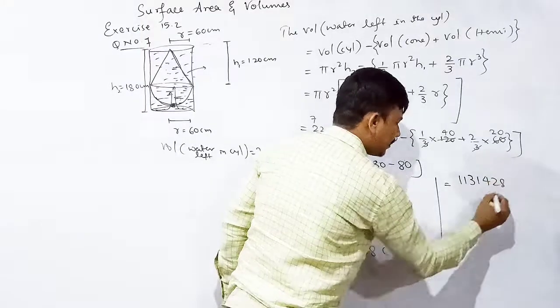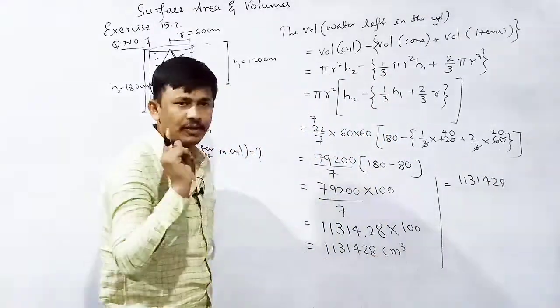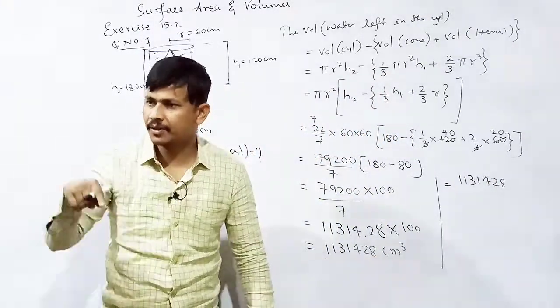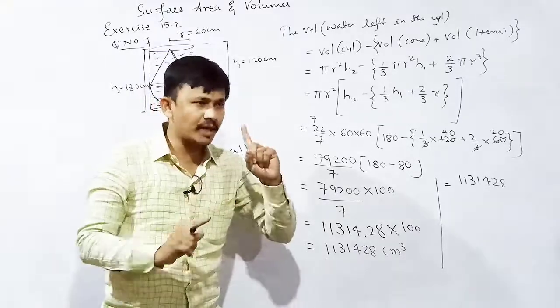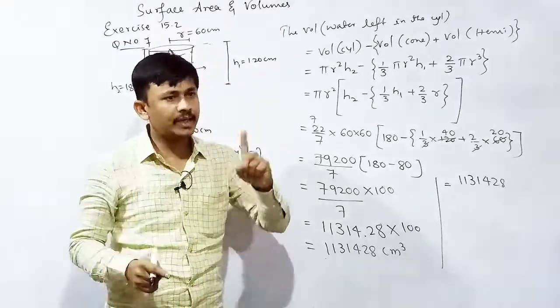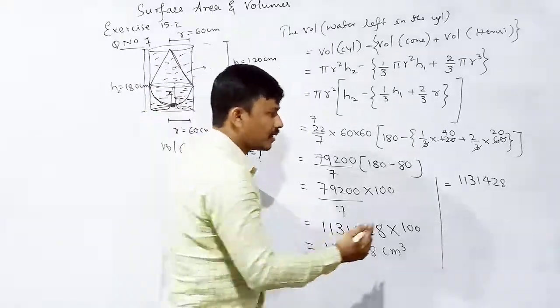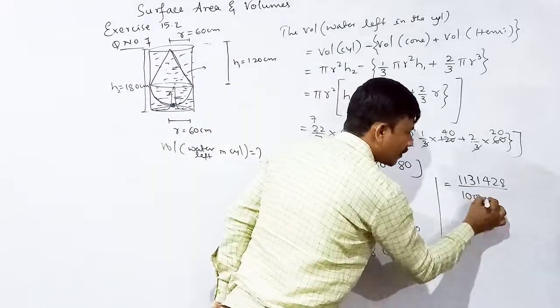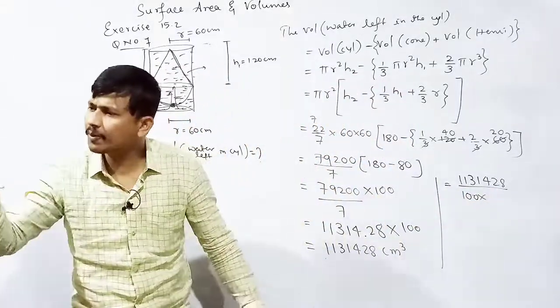1131428 centimeter cube is there. Cube means centimeter into centimeter into centimeter. To convert 1 centimeter into meter, divide by 100.